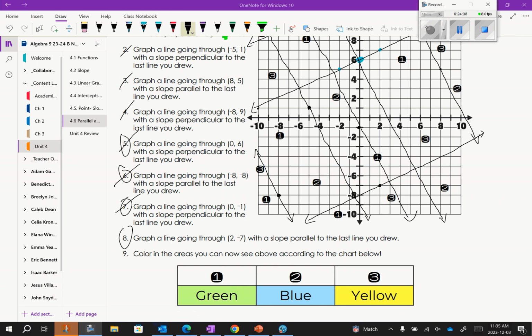So 2, -7, 2 spaces over, 7 spaces down. So we're here in the right bottom part of it. Parallel to the last line that I drew. That's going to be again a slope of +1/2. Up 1, 2 to the right, down 1, 2 to the left.